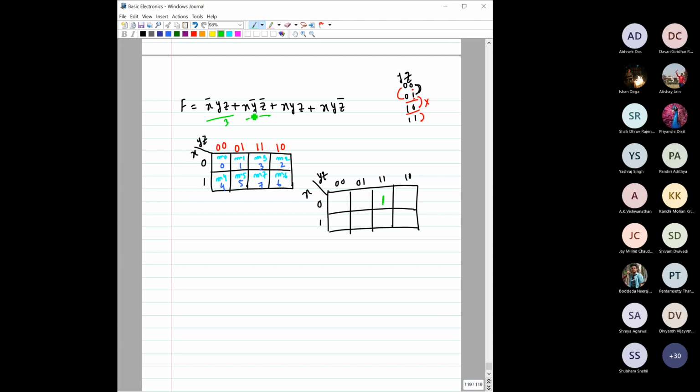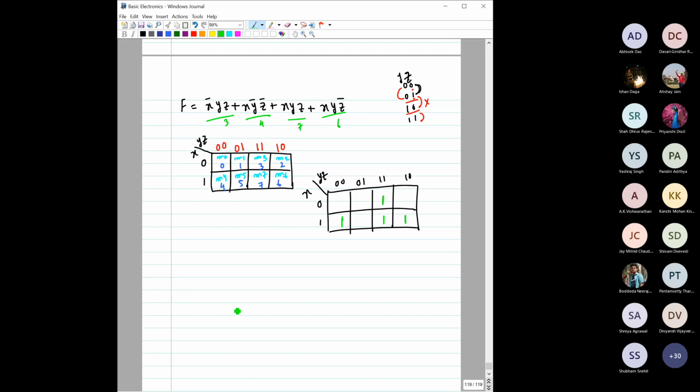The next term is X, Y bar, Z bar. It is 1, 0, 0. 1, 0, 0 is this 4. 4 is here. Where is 4? 4 is here. Right? X, Y, Z. Obviously, this is 7. So where is 7? 7 is here. What about this? X, Y, Z bar means 1, 1, 0. So 1, 1, 0 means basically 6. So where is 6 here? 6 is here.